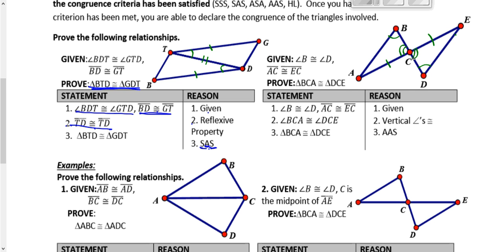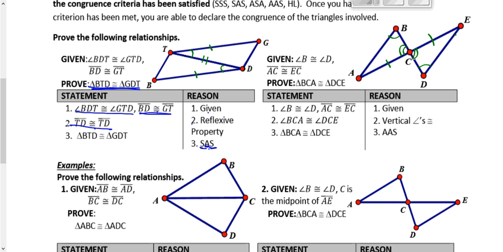Now we can start writing the proof. Okay? Get your plan first, okay? So statement 1 is always the what? Given. And it's justified with the word given, reason 1. Then you start writing things that you found. We found that angle BCA is congruent to angle DCA. Why?